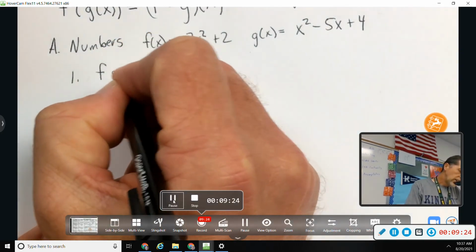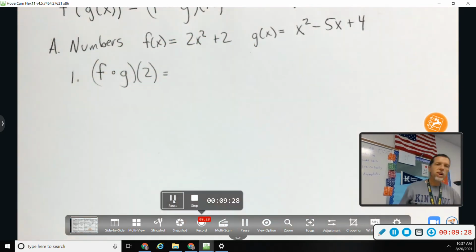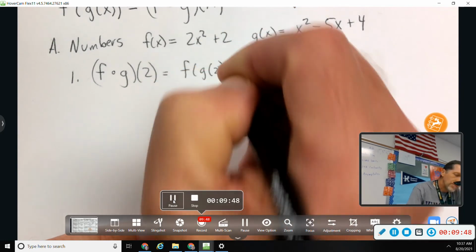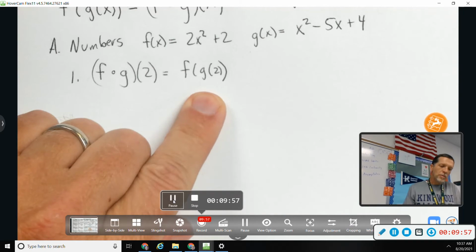So let's find f of g of 2. f of g of 2. I don't like that notation right there because it's tempting to do something with the f first. So I'm going to rewrite it. You don't have to rewrite it. If you're comfortable jumping straight to solving the thing, go for it. But to me, this looks better. It helps me make sense of the problem.